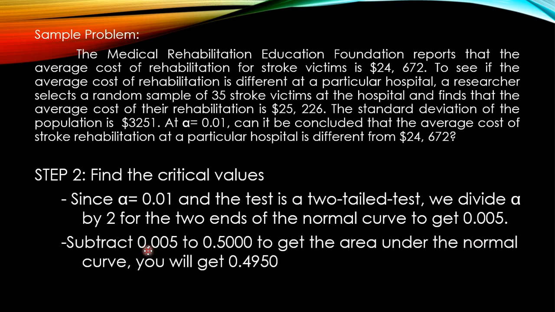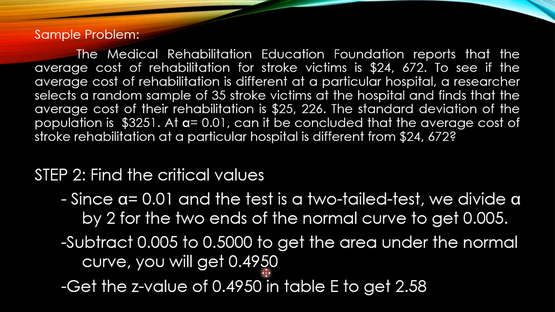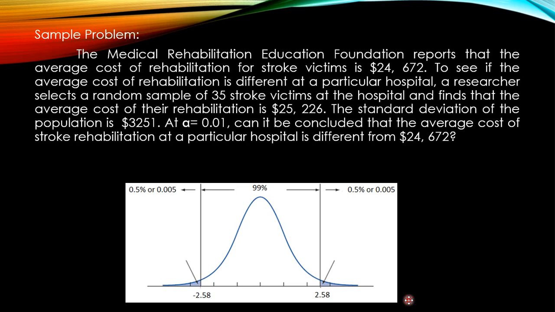Okay, so subtract 0.005 to 0.5000, which is half ng normal curve natin. To get the area under the normal curve, you will get 0.4950. So ito yung and then after getting the area under the normal curve, get the z value of 0.4950 in table E and you will get 2.58. So ito yon. It's 99% yung ating confidence level.